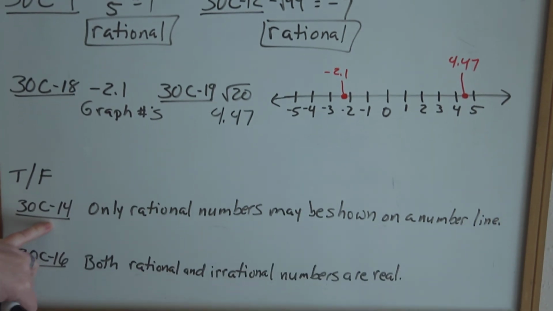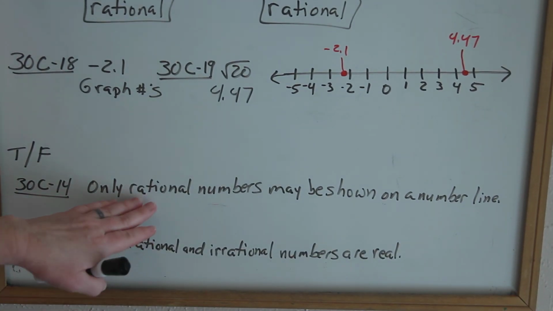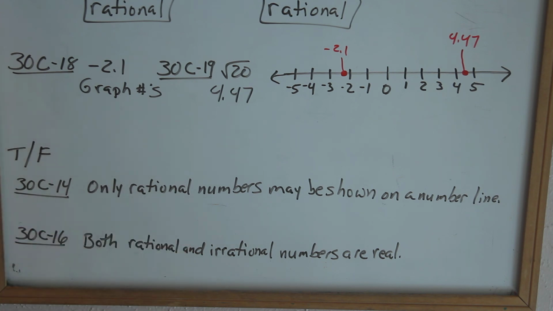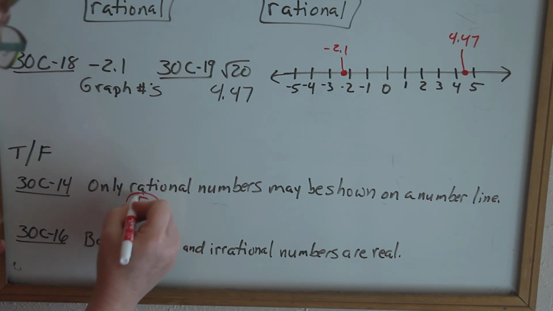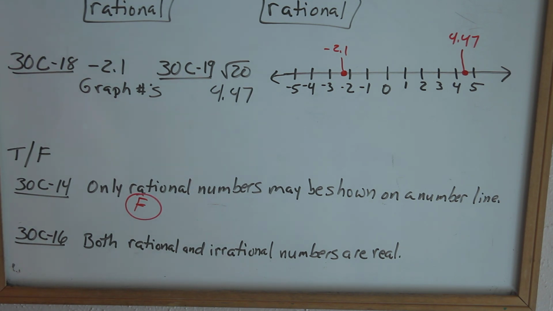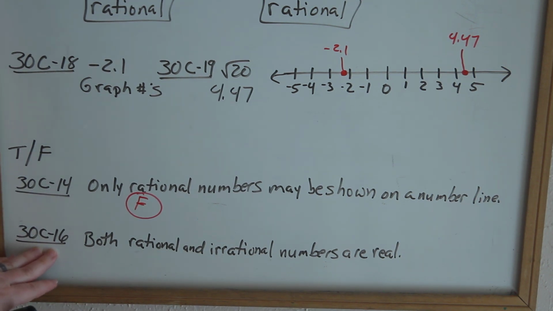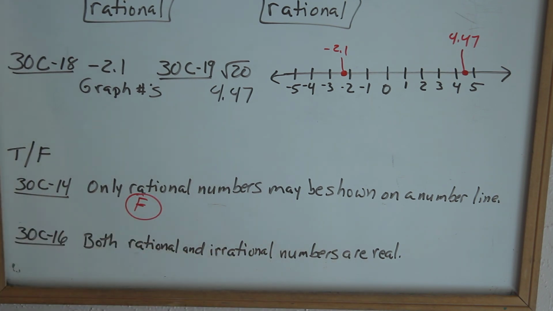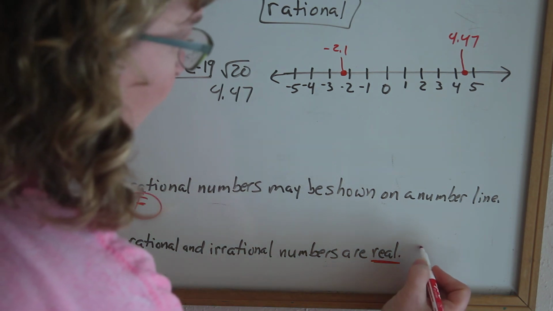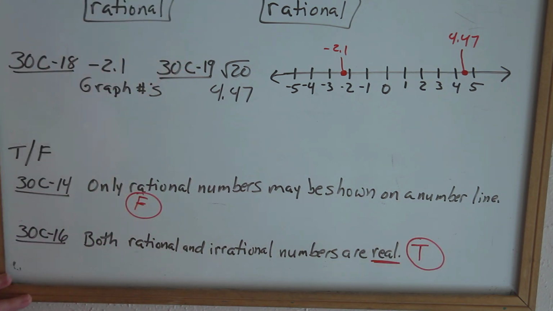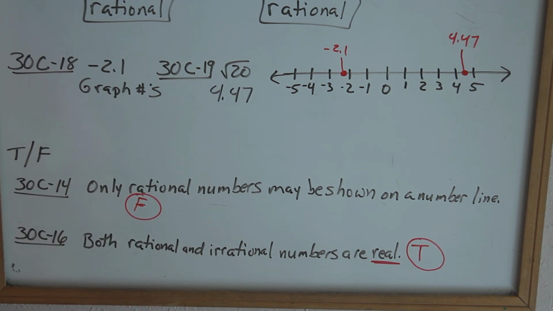Okay, now look at 30C number 14, true-false questions. Only rational numbers may be shown on a number line. That is false. We just graphed square root of 20, and that was irrational. You can graph all irrational and rational numbers on a number line because they are all real numbers. Real numbers can be graphed on a number line, which will answer this question, 30C16. Both rational and irrational numbers are real. Real means not imaginary. This is true. All rational and irrational numbers are real. In Algebra 2, you get into what's called imaginary numbers.